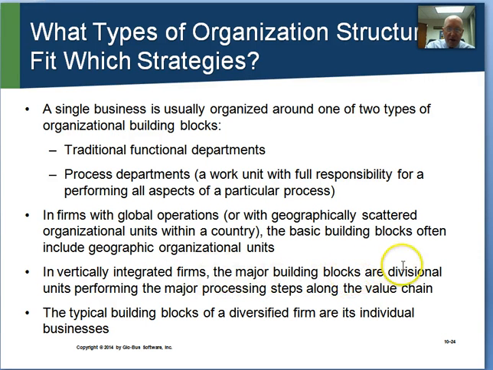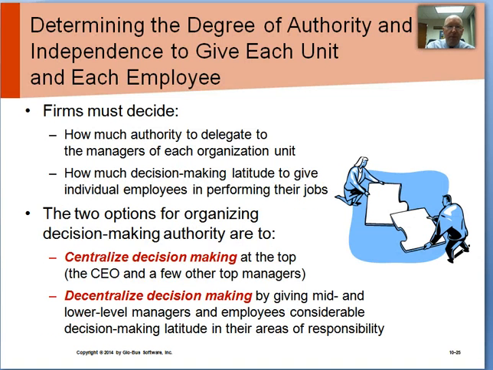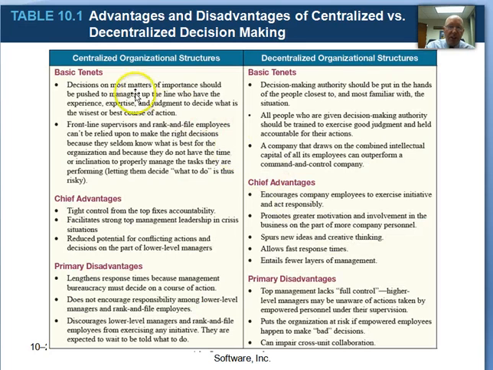They also talk about divisional forms. Then we talked about centralized versus decentralized decision making. The key is to study this chart fairly carefully. I would guess that you'll probably see 2 to 3 exam questions that come off of information from this chart.